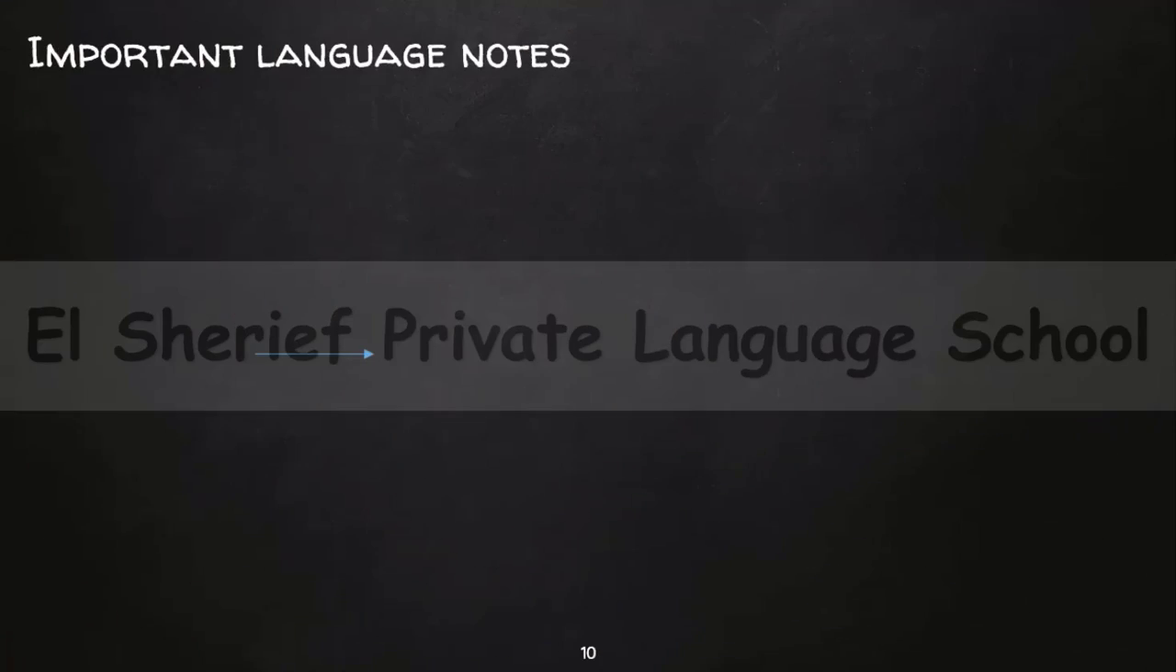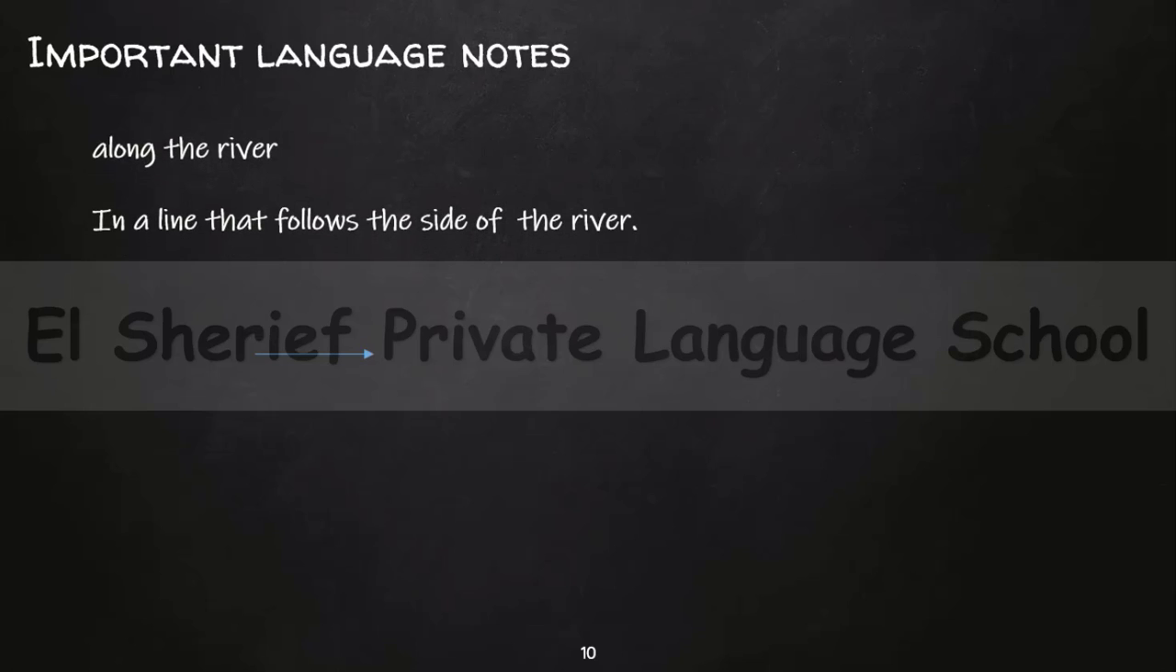And here we have important language notes, and the first one is along the river. As you see, a and long are the same word, along. So along the river means in a line that follows the side of the river. When I tell you I went along the river to get to the bank, it means I walked in a line that followed the side of the river until I found the bank.